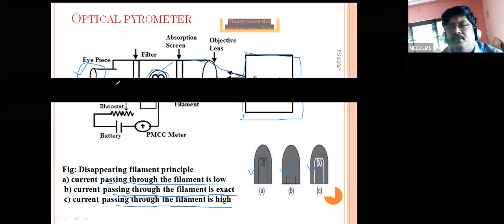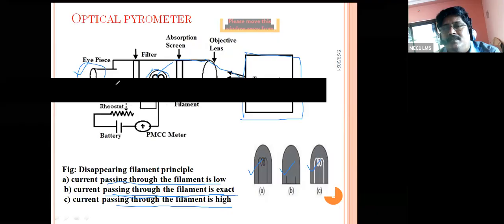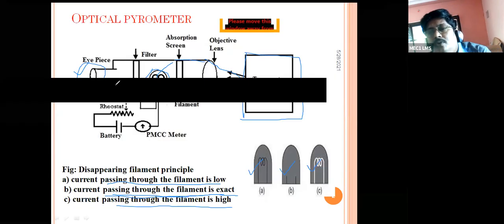So what is the meaning of the filter? Filter means, for example, a water filter. It filters the water. That means whatever dust particles there are, it will remove. The filter removes the dust particles from the water. So same here, the filter removes the harmful radiations reaching the eyepiece. And then next, how to measure the temperature, right?